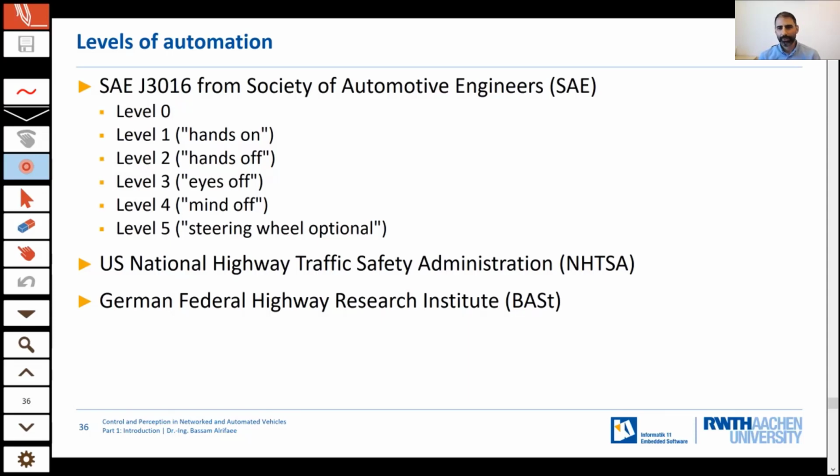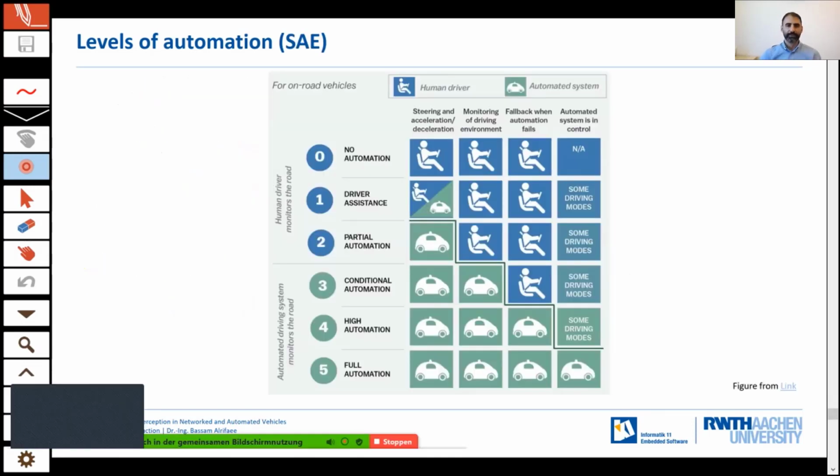So there are also further definitions from the National Highway Traffic Safety Administration of the US. And in Germany, we also have the BASt, Bundesanstalt für Straßenwesen, the German Federal Highway Research Institute, which has its own definitions. But basically, all of them have more or less 5 levels.